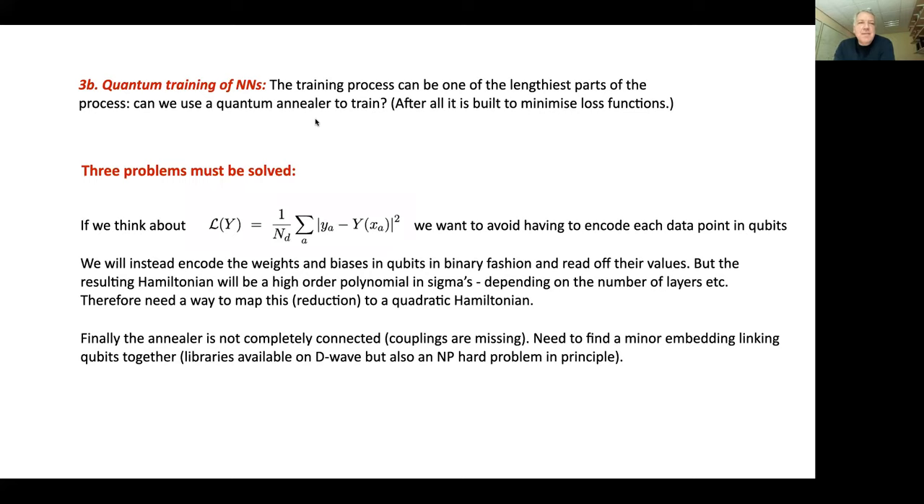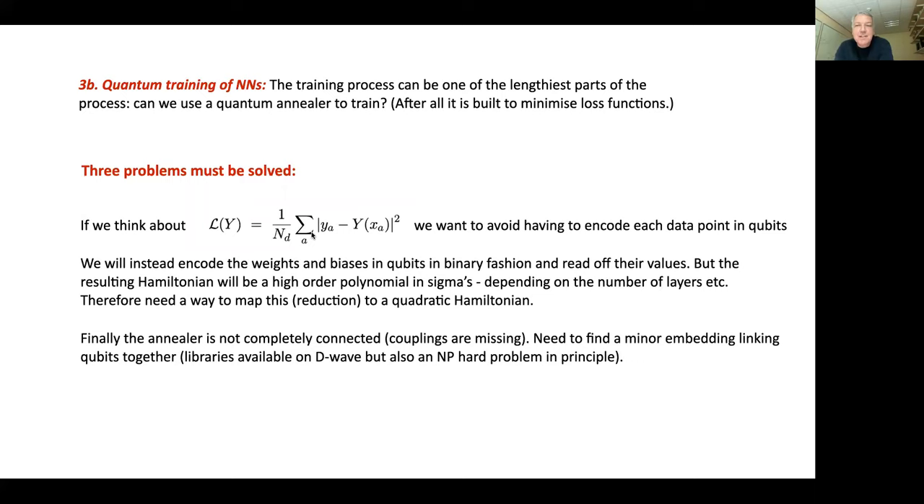So you see, the idea of minimizing a loss function looks natural on a quantum annealer. It's basically what quantum annealers were made to do: minimize a loss function. So really all we need to do is take this loss function and encode it in a quantum annealer Hamiltonian, and then you determine the weights and biases.